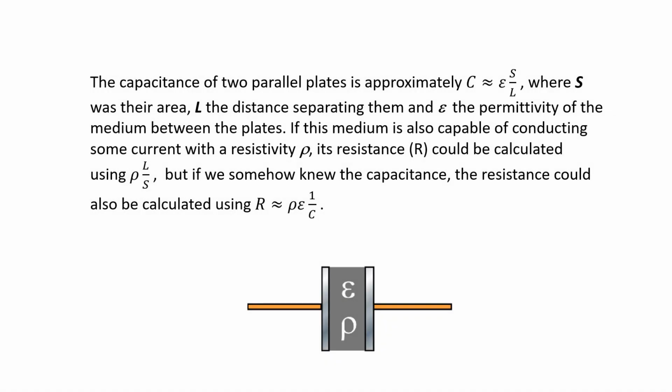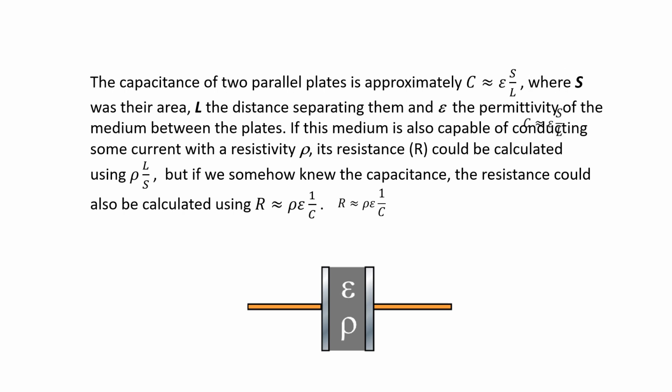There are teaching exercises where no calculation or expression derivation is involved, and this is one of them. The capacitance of two parallel plates is approximately epsilon multiplied by S over L, where S is the area, L the distance separating them, and epsilon the permittivity of the medium between the plates. If the medium is also capable of conducting some current with a resistivity ρ, its resistance may be calculated using ρ multiplied by L over the area S. But if somehow we knew the capacitance, the resistance may also be calculated using the expression epsilon times ρ over C. No, deriving this expression is not what's going to be requested.